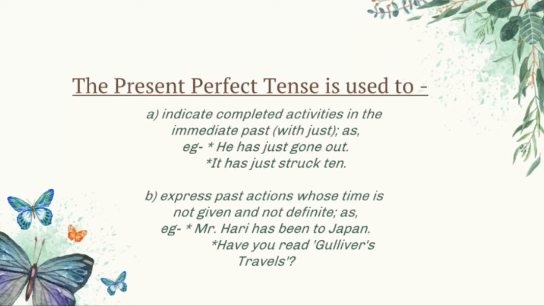Second use, children. Here in the present perfect tense, we express the past action whose time is not given, or if given, the time is not definite. For example, Mr. Hari has been to Japan. Now we are not specifying that definite time, nor the time is given to us. That is why it comes under the category of present perfect tense.